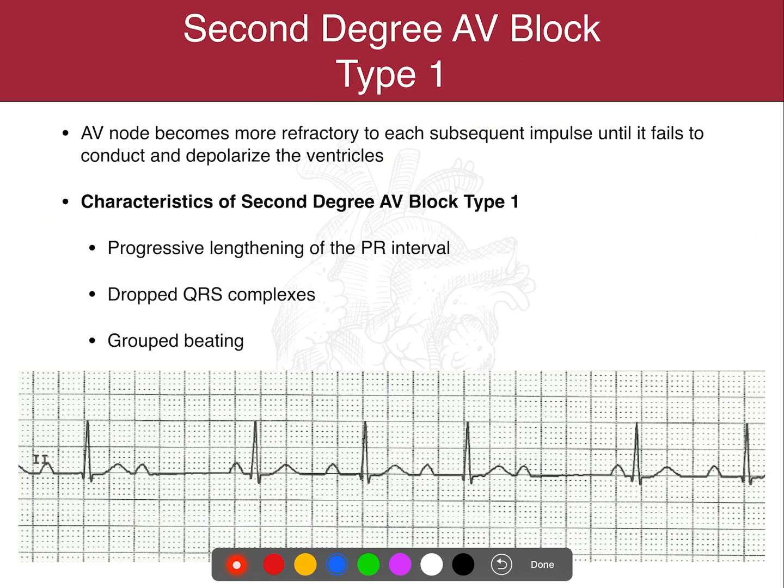Second degree AV block type 1. Okay, there are 2 types of second degree AV block, and this is the first one. And so again, they increase in severity as we move through the types that we discuss. Now what we see here is the AV node becoming increasingly refractory to each impulse.